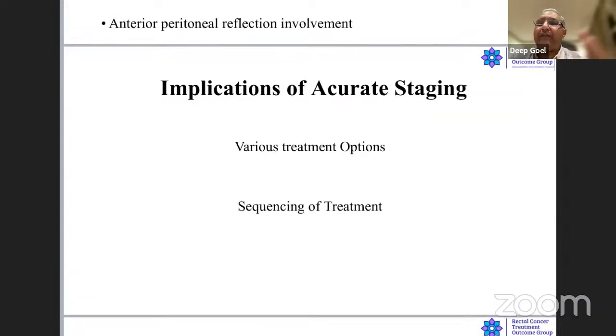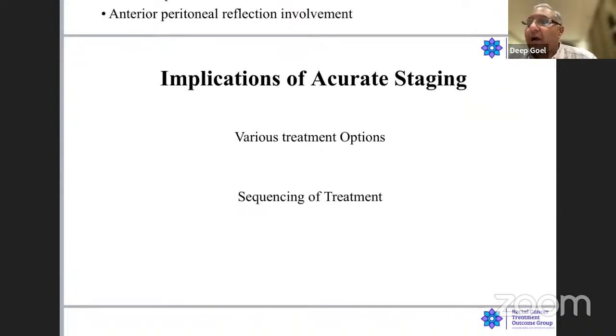What are the implications of accurate staging? Because there are various treatment options. How do you sequence them? Do you do a neoadjuvant treatment, or do you take the patient for upfront surgery?